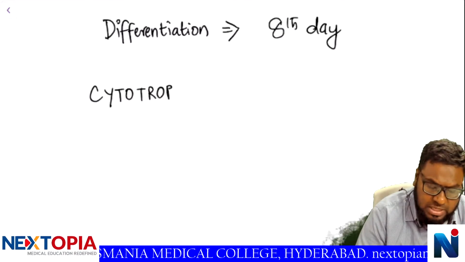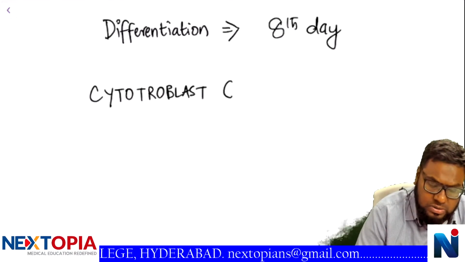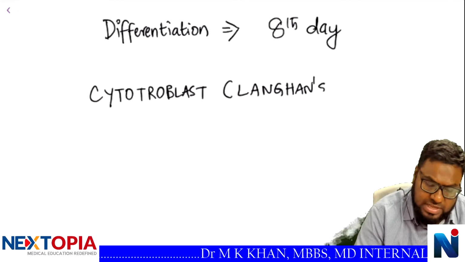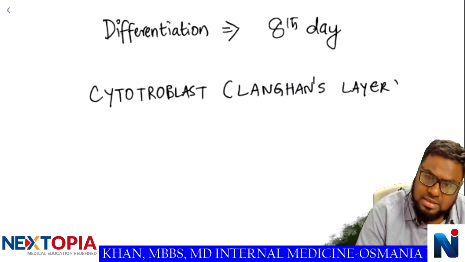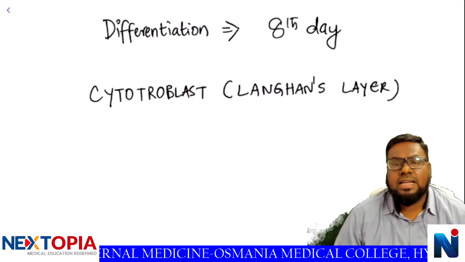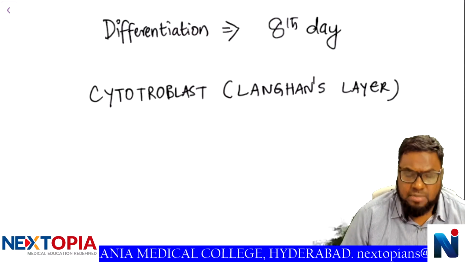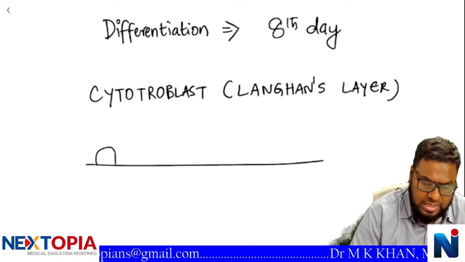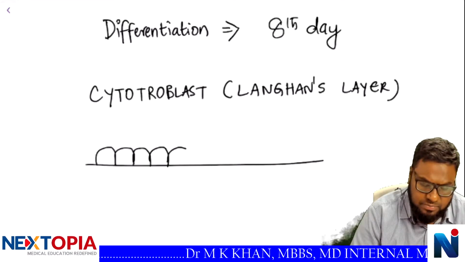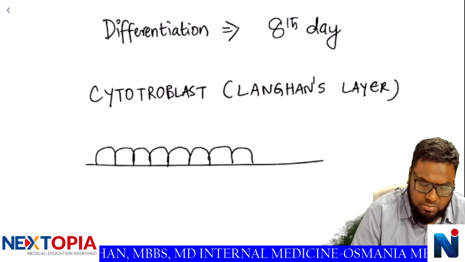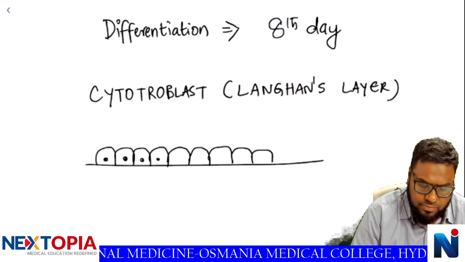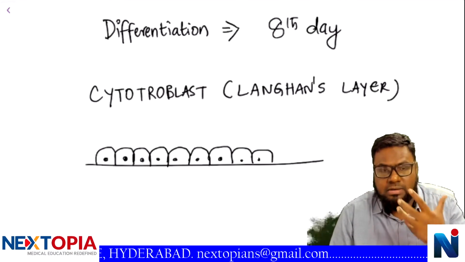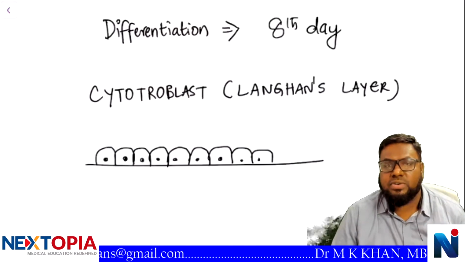Please remember, the cytotrophoblast cells are also called Langhans cells, or the cytotrophoblast layer is also called the Langhans cell layer. The innermost layer of cells are usually cuboid or low columnar. So they are cuboid like this, or low columnar cells, with a distinct nucleus. They have a lot of mitotic figures, which are ready to divide.